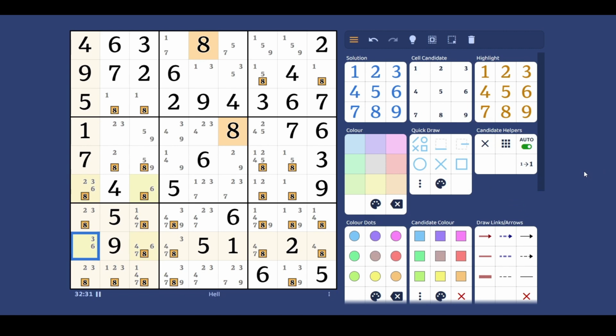So to summarize all of that, the non-restricted candidate can be removed from the cell opposite to our bi-value cell. And that is how we would do a hidden unique rectangle.